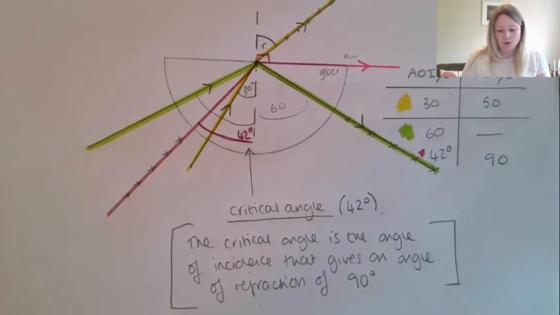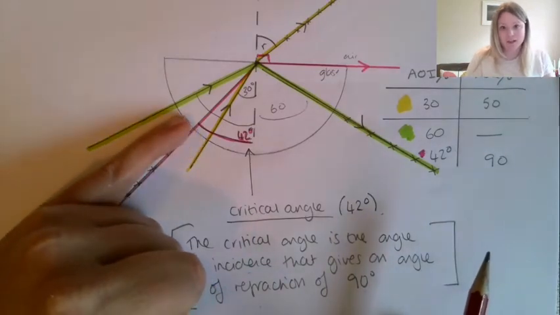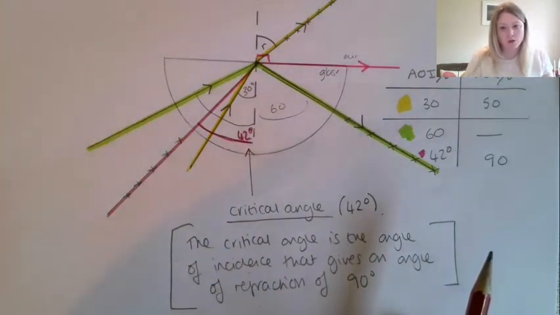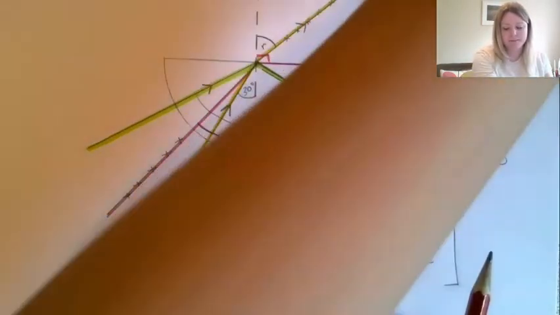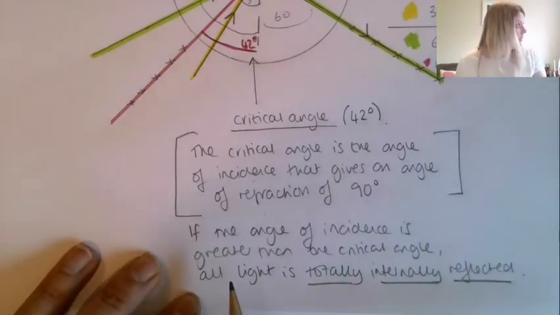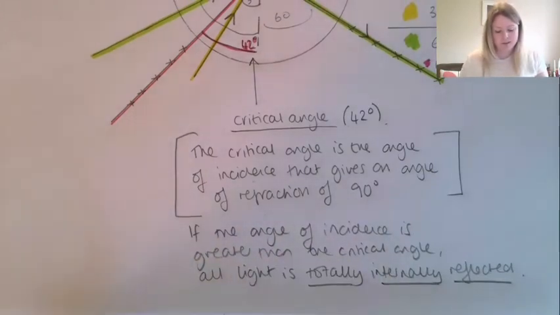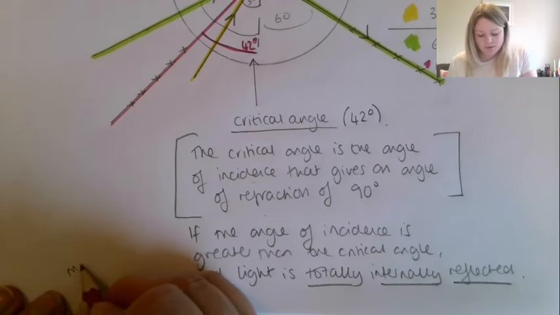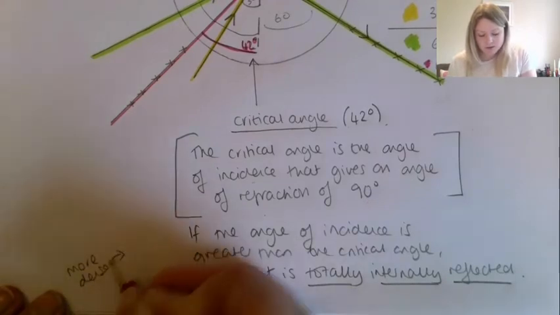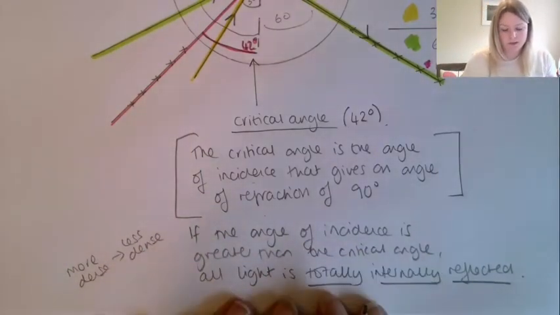Now, what else we need to take from this today is that if our angle of incidence is any bigger than that, then no light gets refracted and it all just gets reflected back inside the block. I'll show you that in a little bit. We'll get the definition down first. So write this in for me, please. If the angle of incidence is greater than the critical angle, all light is totally internally reflected. Now, we're only using this if the light is going from more dense to less dense. This will not work the other way. Okay, so get that written in.